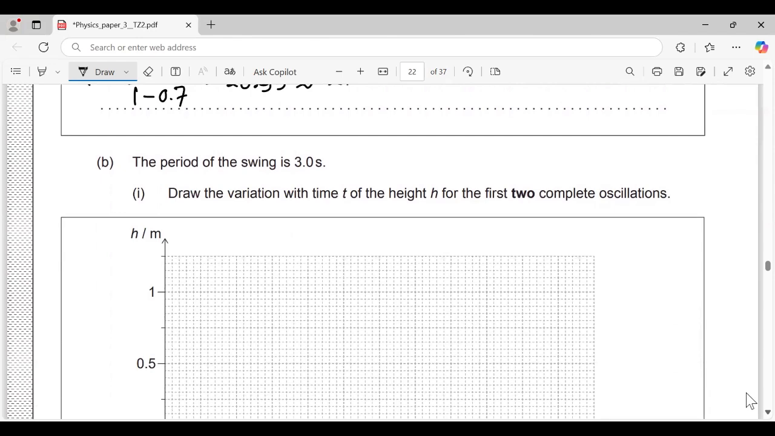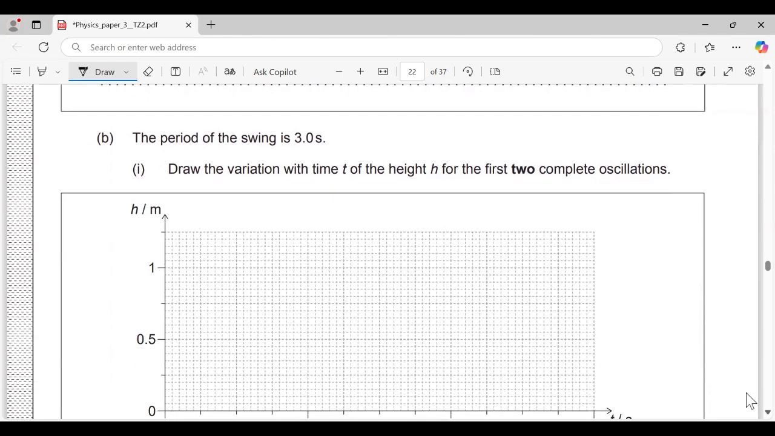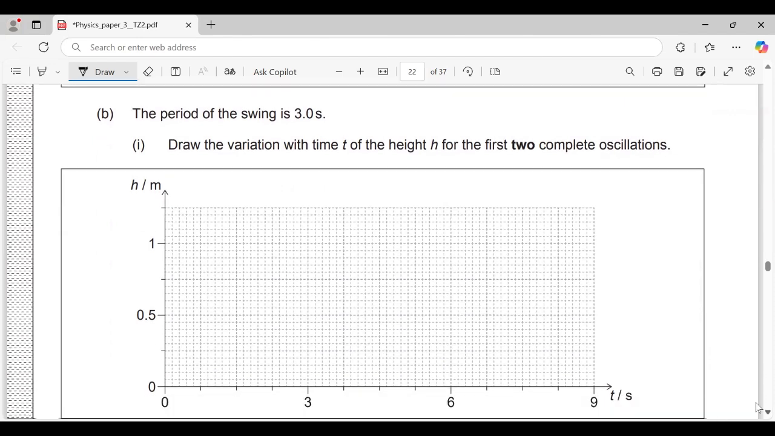The period of the swing is 3 seconds. That's one period, 3 seconds. Draw the variation with time t of the height h for the first two complete oscillations. Two complete oscillations means, if one period is 3 seconds, that two complete oscillations is 6 seconds. Okay, right.